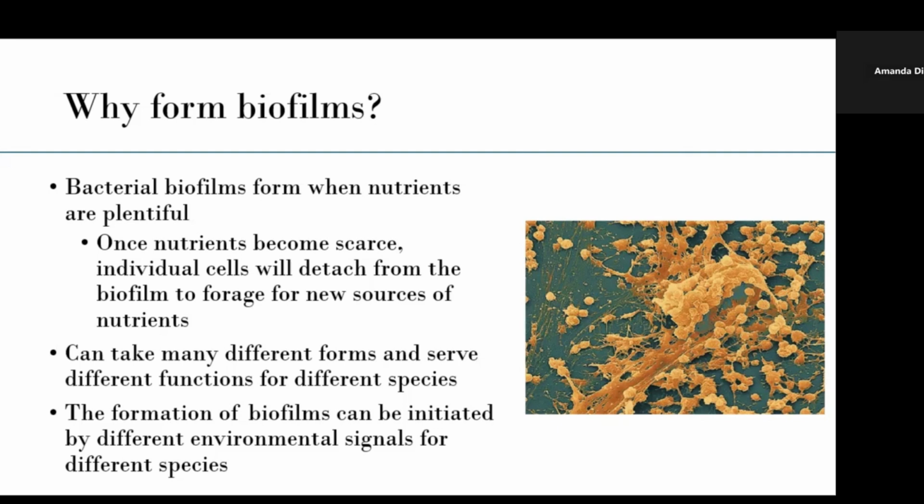So, for example, when nutrients are plentiful, bacteria will adhere to a surface and start to form a biofilm because basically they're saying, hey, this spot's pretty good. It's full of food. I don't want to leave. Then when the nutrients deplete, they start to break away and dissolve the biofilm to go look for a new place with food. It could be food, it could be other things.